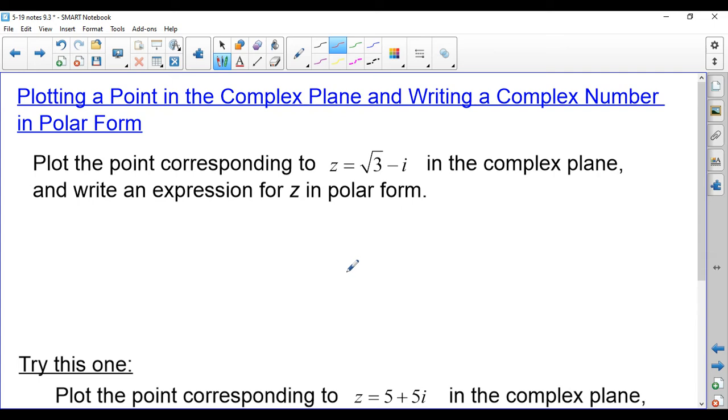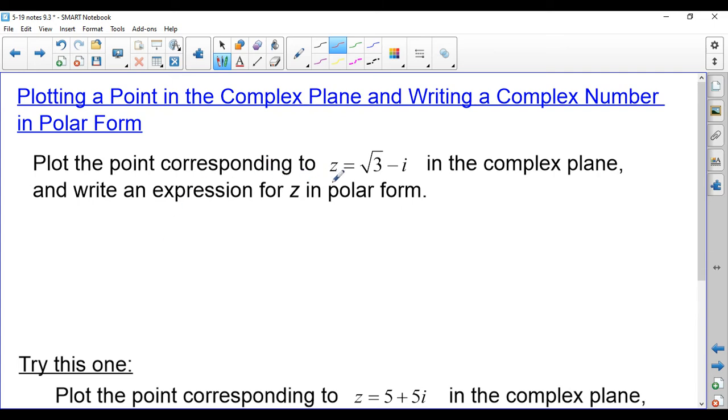Here are some examples. We're going to plot a point in the complex plane and then write the complex number in polar form. So these are all going to be points that come off of our special angles again. So we should see our 30, 60, 90s and 45, 45, 90s in this section tonight.